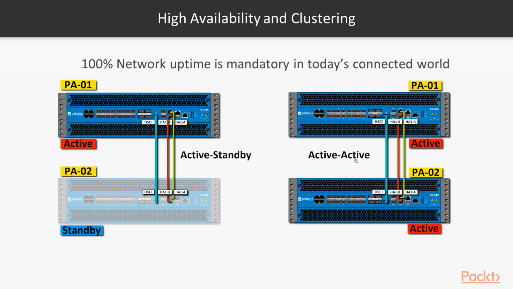In the case of active-active, and this is why I love Palo Alto's way of doing active-active, you can actually have both units forwarding traffic at the same time, versus in active standby, where only one will be forwarding traffic. What's the benefit of it?